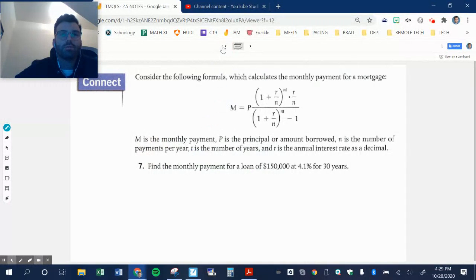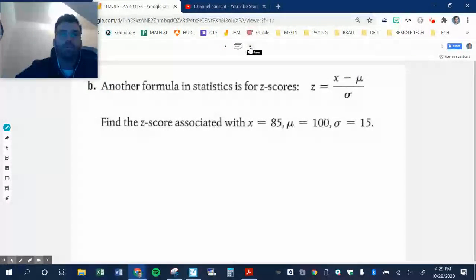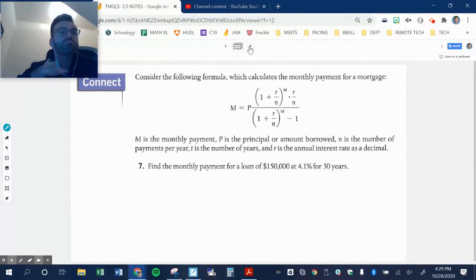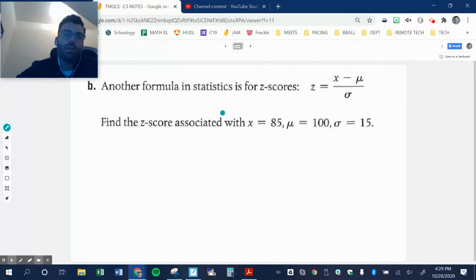Should we try this one? I know what you're all thinking. I'm thinking like maybe? What do you think? I know what you're saying. I can see you saying no. All right, why don't we do this one instead?